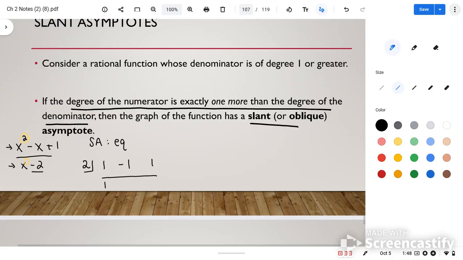Bring down the 1, 2, 1, 2, and 3. With your slant asymptotes, though, we don't pay attention to the remainder, and we just look at this linear equation right here. So the equation for the slant asymptote would be y equals x plus 1.